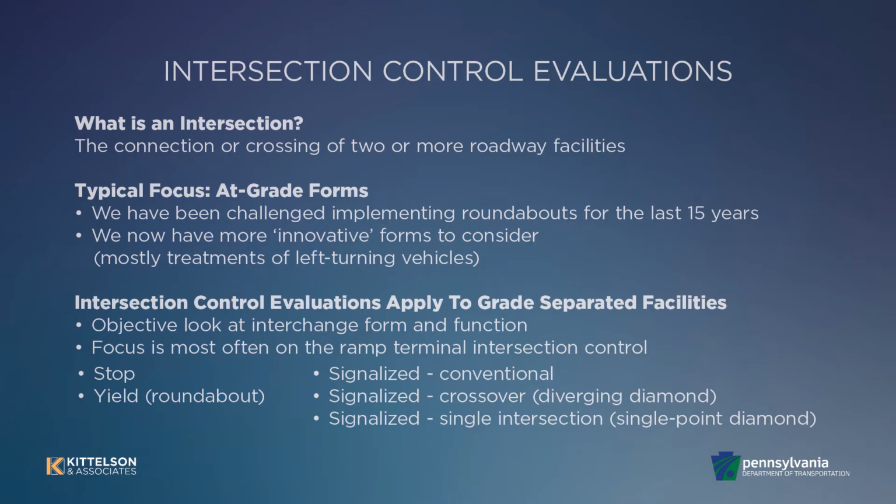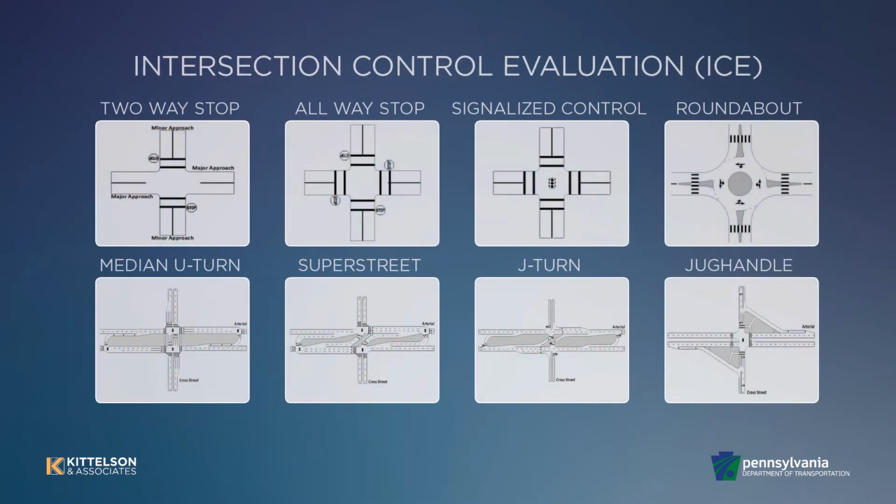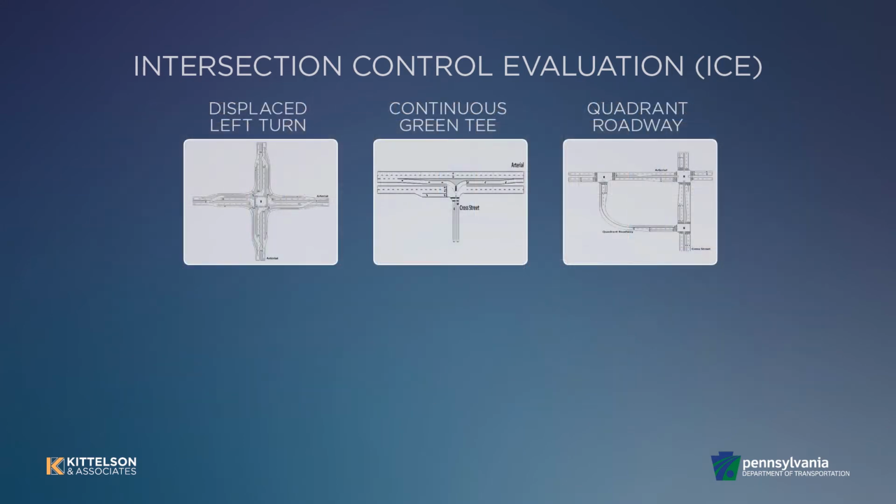To the extent that ICE includes interchanges, it includes the ramp terminal intersections of interchanges. ICE would determine whether a diamond interchange has signals or roundabouts at the ramp terminals. However, ICE would not determine if a given interchange should be a diamond form or a partial cloverleaf form. Here are some images of some of the control strategies that will be included in the ICE process and ICE policy.